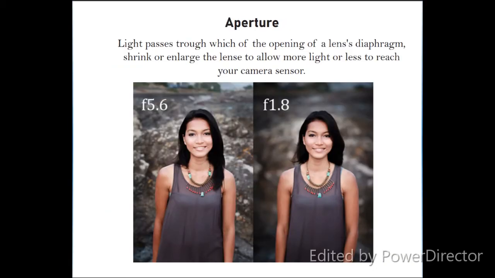And next one is aperture. Aperture is when light passes through the opening of the lens diaphragm, which shrinks or enlarges to allow more or less light to reach your camera sensor, and it creates a bokeh effect, like in a portrait.